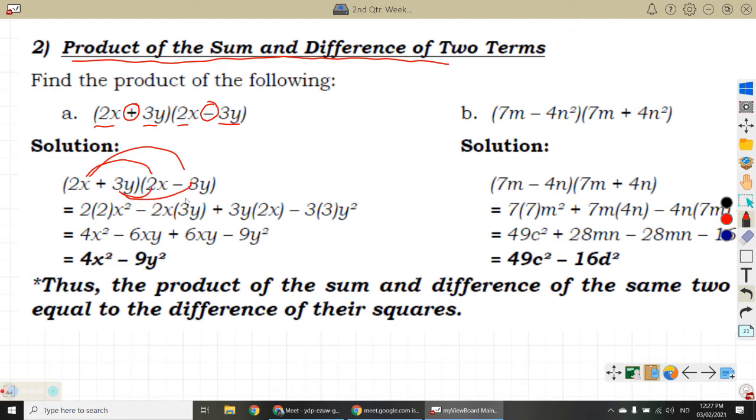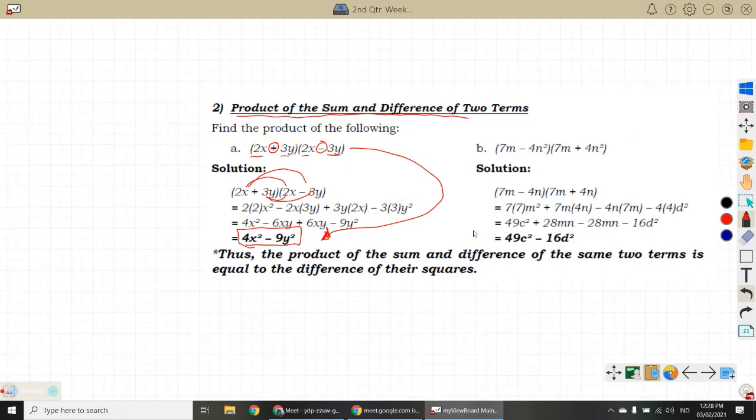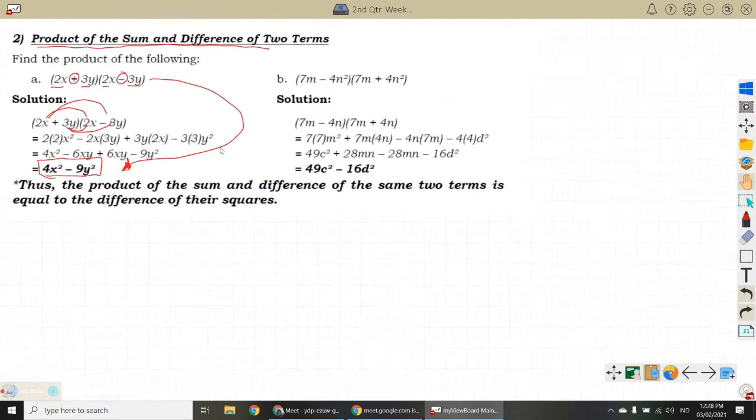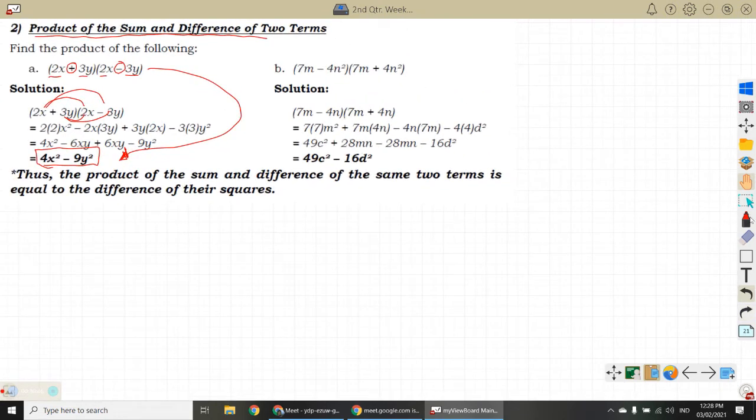Ito naman, doon, ang kinalabasan is this one. Okay? Can we go directly to the final answer? Yes, by using a special product. Okay? So, how are we going to use the special product in solving that? Let me show you yung pinakamabilis, no?